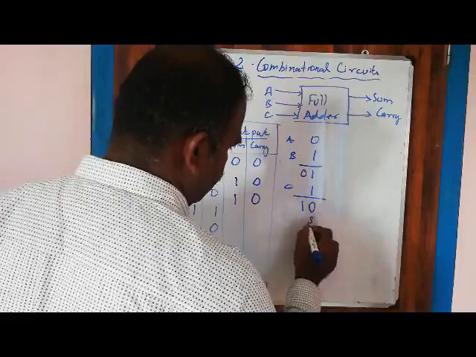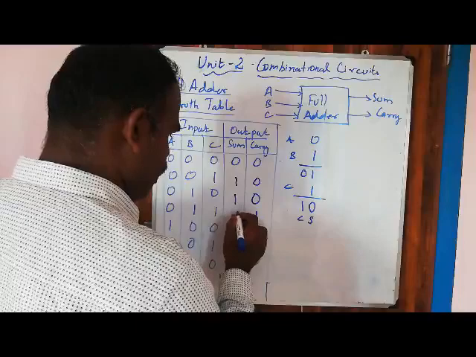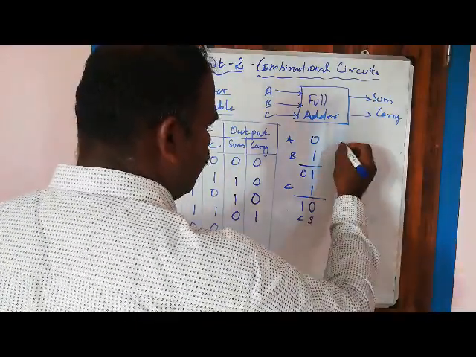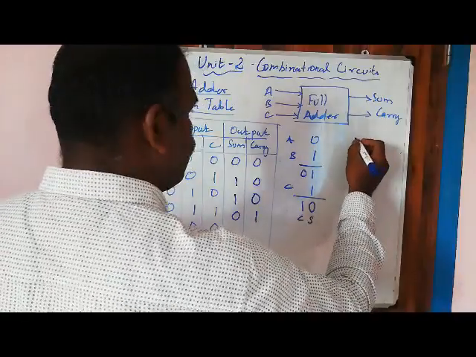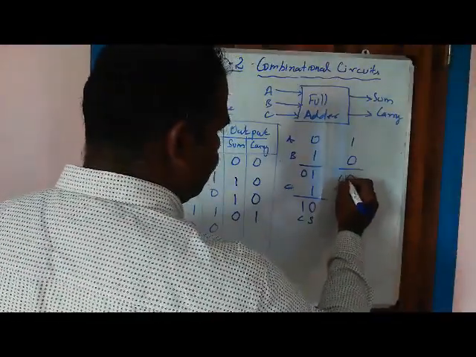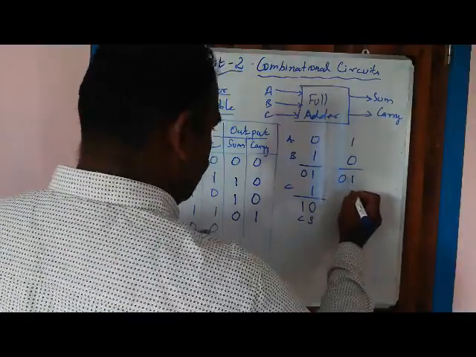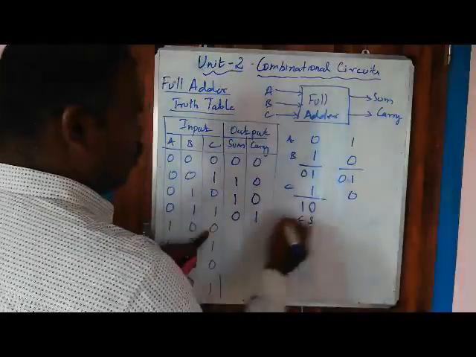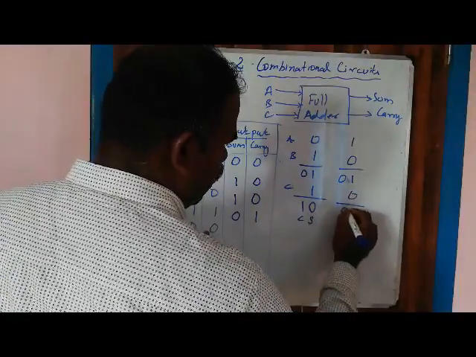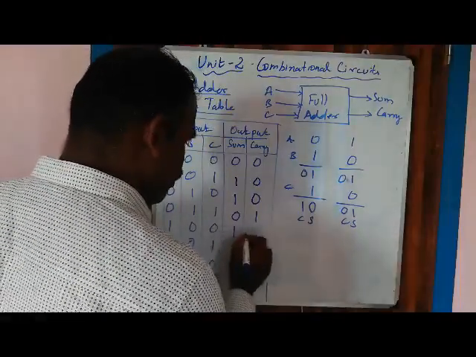So here sum is carry. So carry is 1, sum is 0. Similarly, if I add 1, 0, sum is 1, carry is 0, and for the next input we put 0 here. So sum is 1, carry is 0.